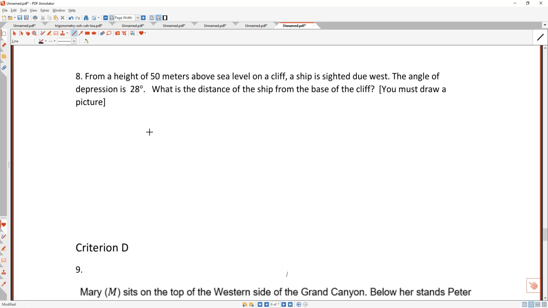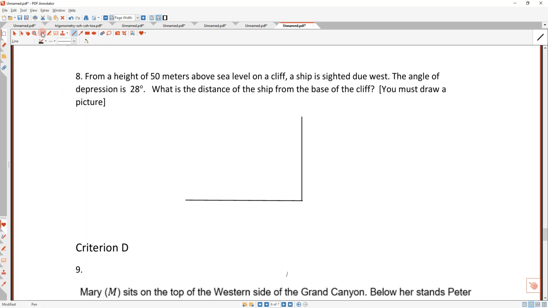Going to do question 8. I had skipped it before. So we're looking at a cliff which is 50 meters above sea level. They're looking out across to see a boat, a ship.